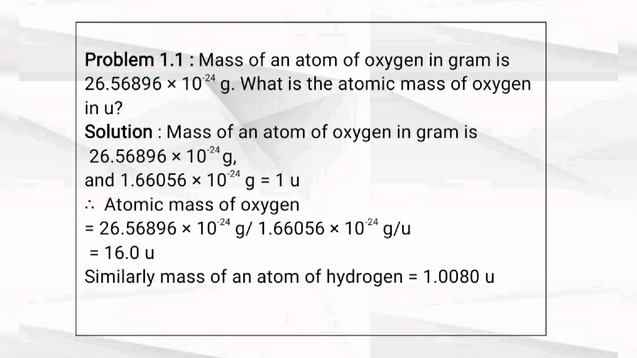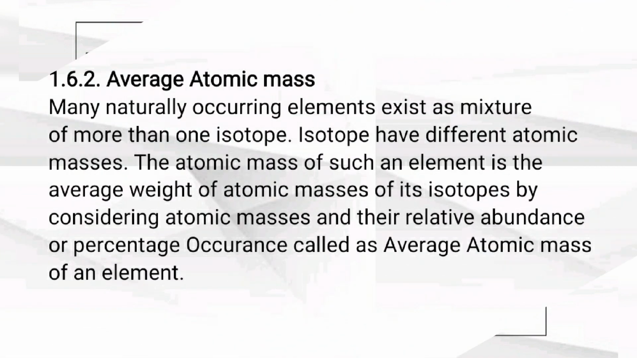Similarly, by using the same procedure we can calculate the mass of an atom of hydrogen, whose value will come 1.0080 U or 1 U. Similarly, we can solve for all other elements and their atomic masses by the same procedure. Next topic is average atomic mass.